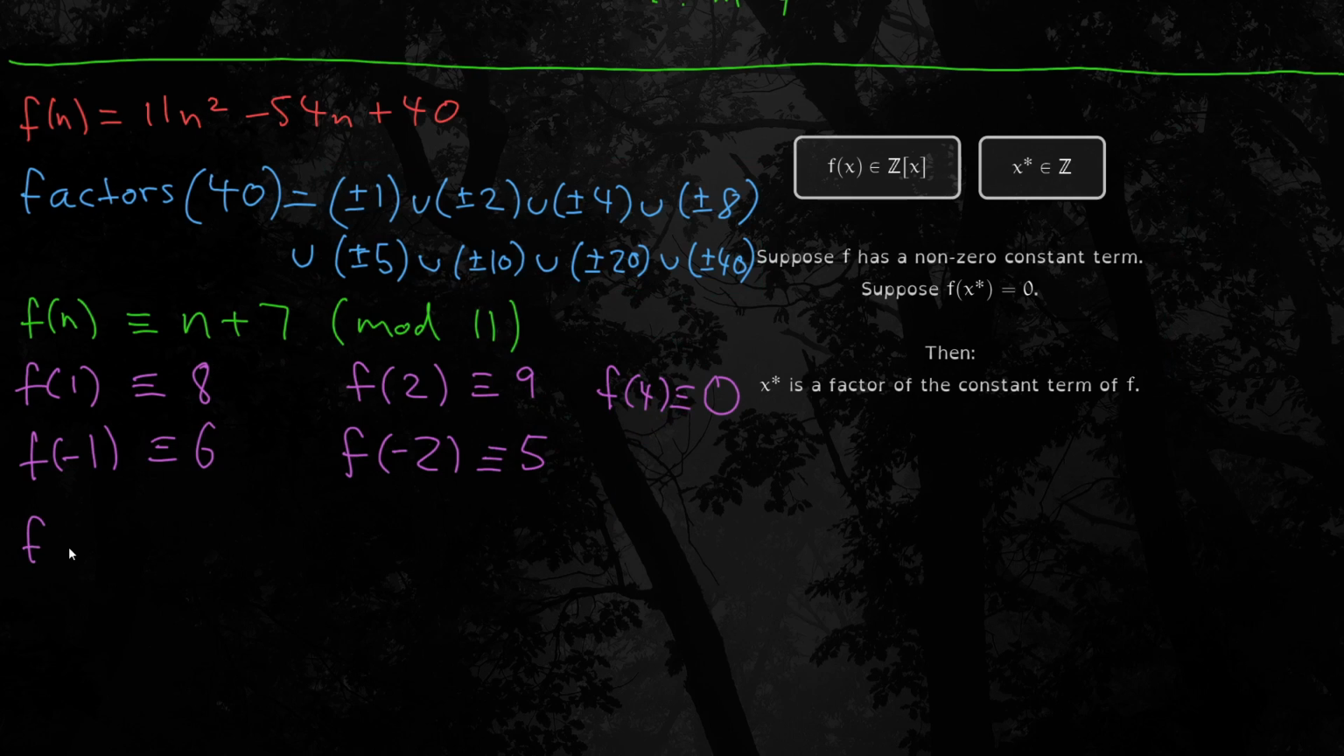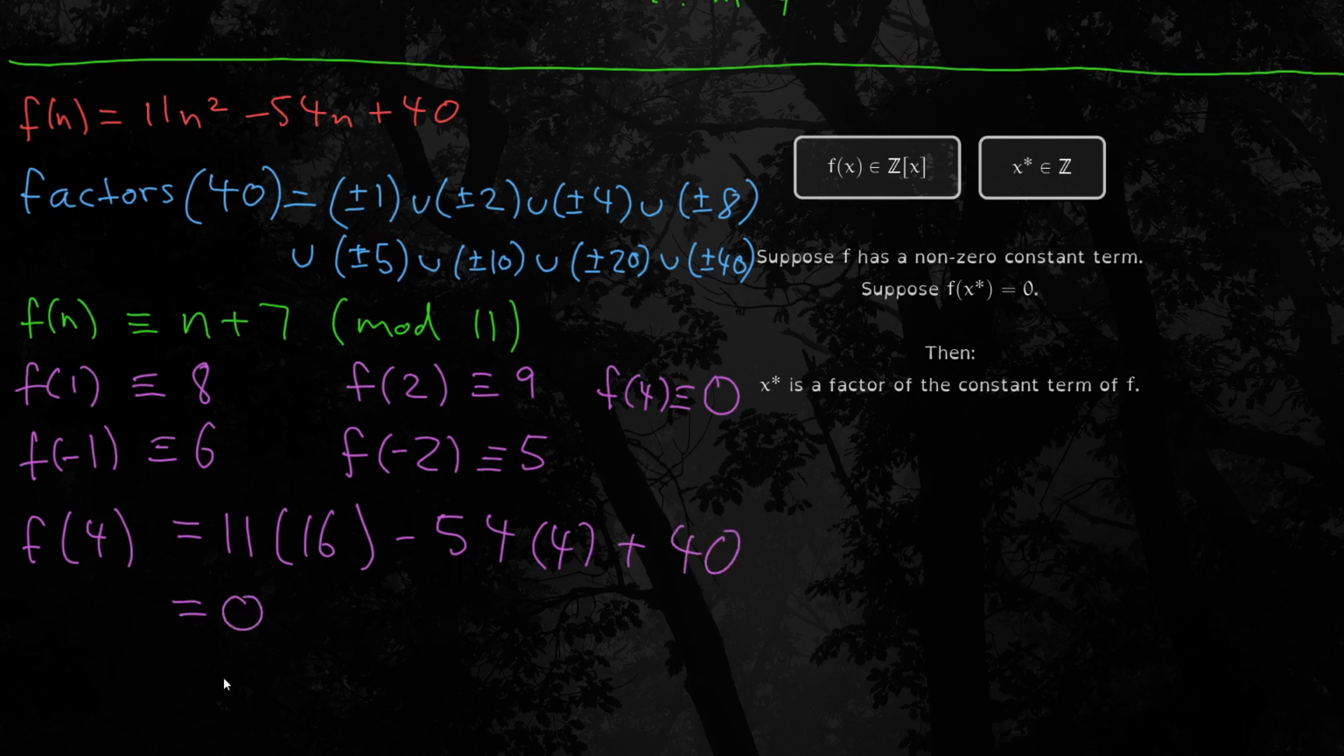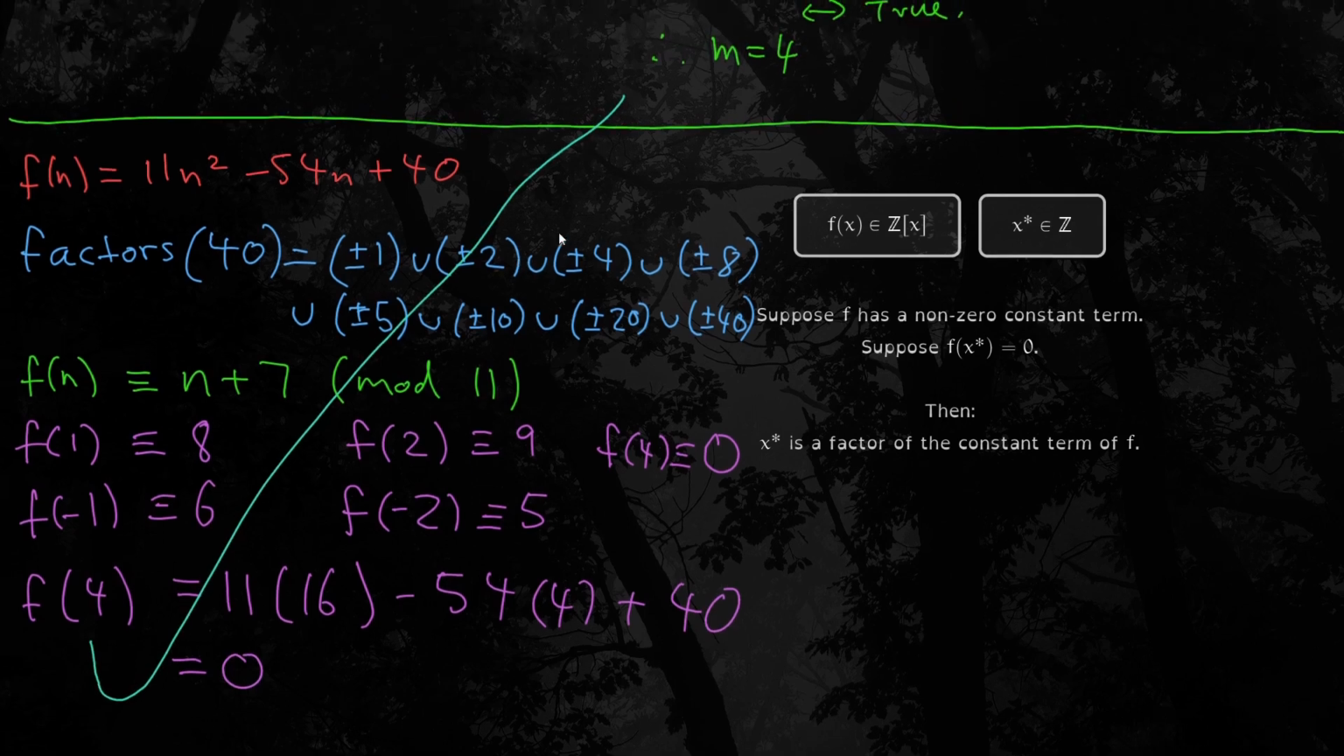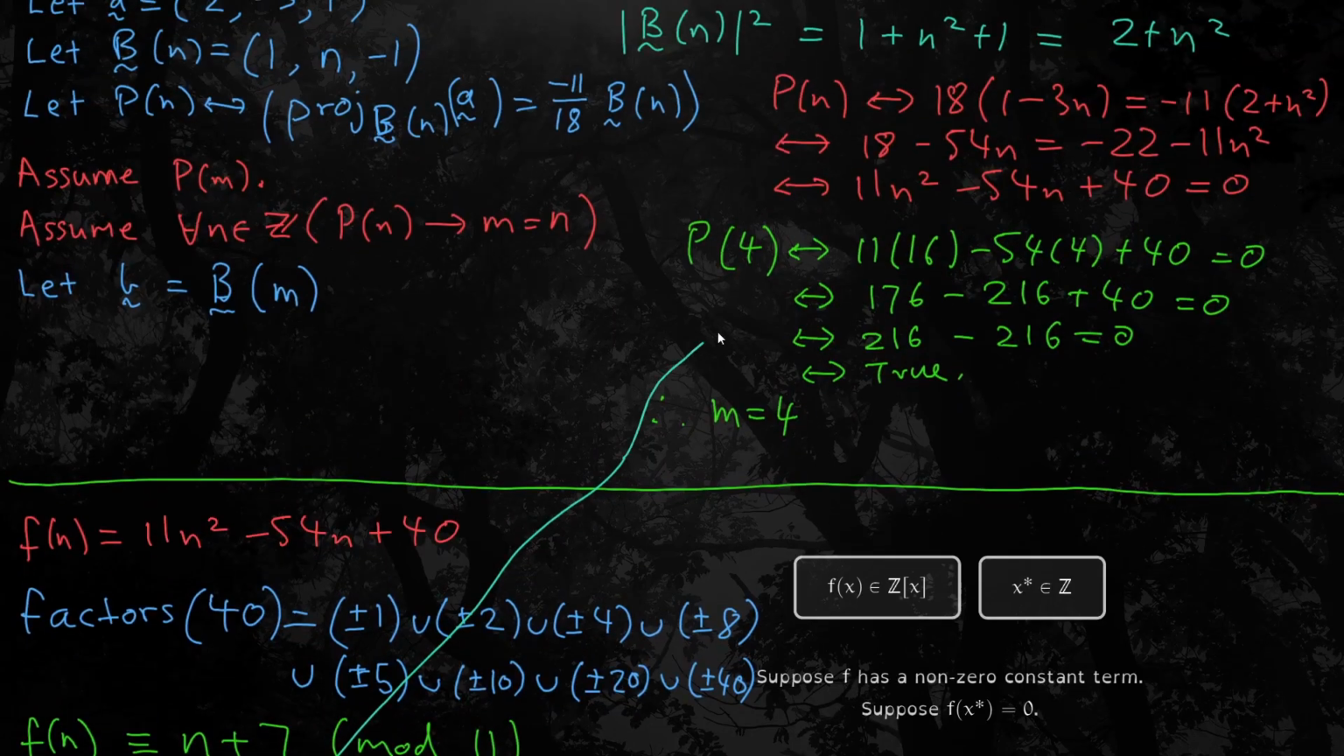Okay, so let's go ahead and compute f of 4. So this is 11 times n squared minus 54 times 4 plus 40. And we worked that out earlier, and it turns out that we get 0 there. And so that's really how we know that this 4 needs to come up here and be put into our main solution. Okay, so down here, all this stuff, this was scratch work.